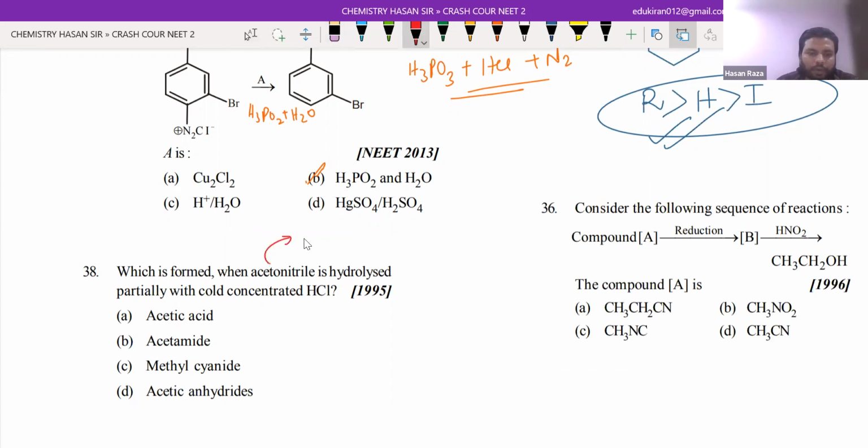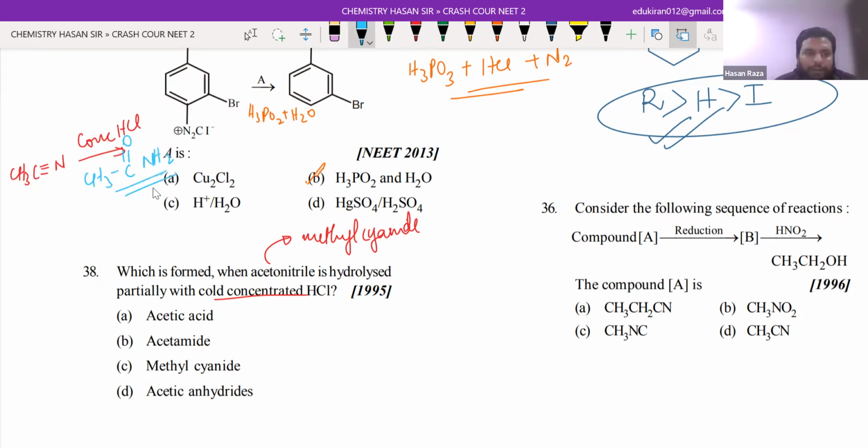See, acetonitrile is methyl cyanide. And this methyl cyanide is partially hydrolyzed with cold concentrated HCl. So it's very simple. You can see methyl cyanide, CH3C triple bond N. And if you react this with concentrated HCl, this will be directly converted into amide.